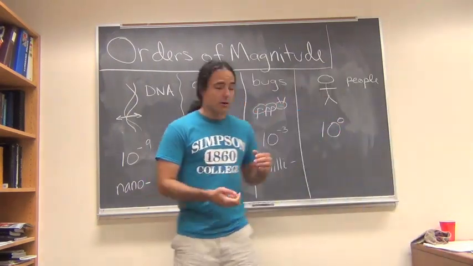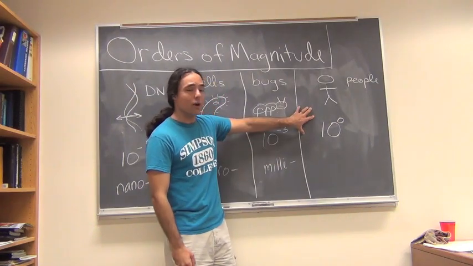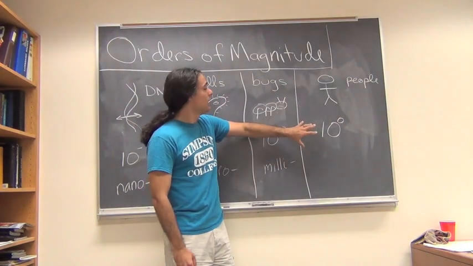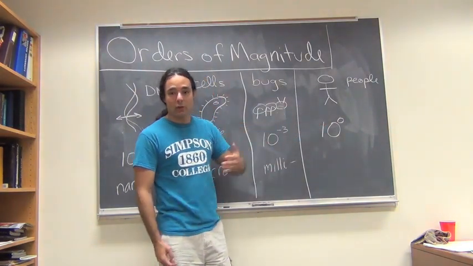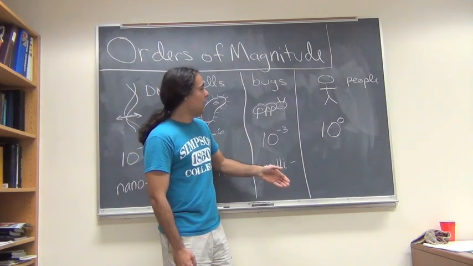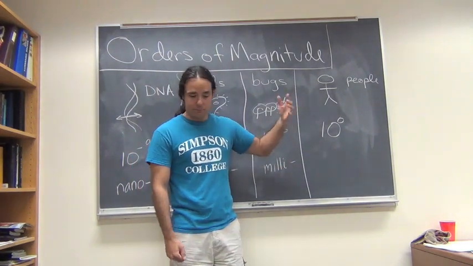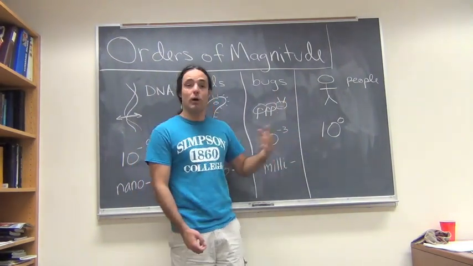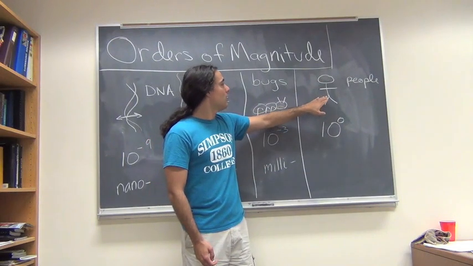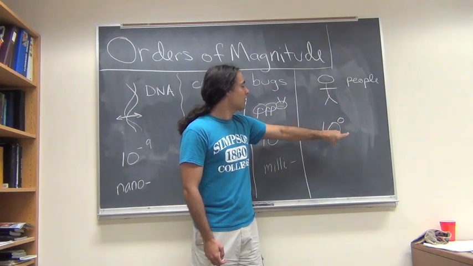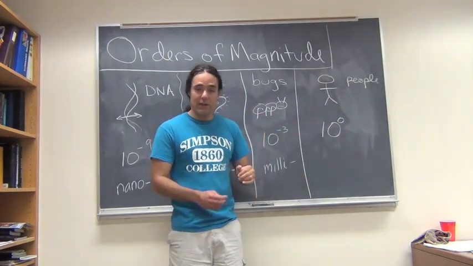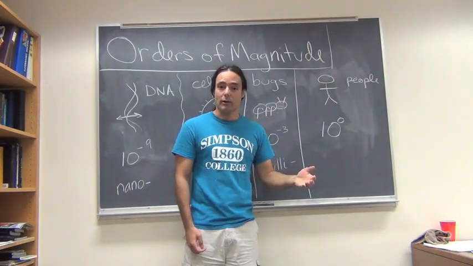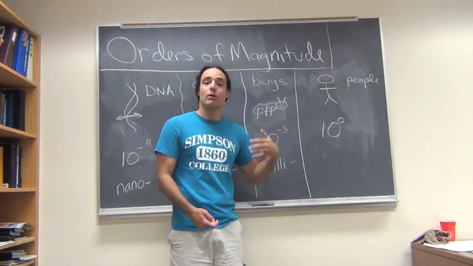If we get into meters, then we start measuring things like people. So a tall human might be 2 meters tall. A short human, like a small child, would be about 1 meter tall. But that size scale doesn't get its own prefix because that's the base size scale. That's 10 to the 0. Anything to the 0th power is just 1.